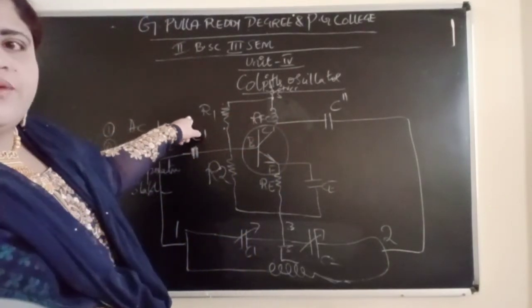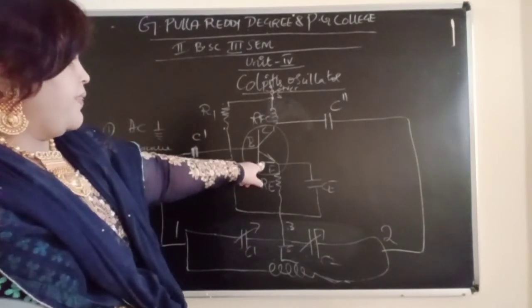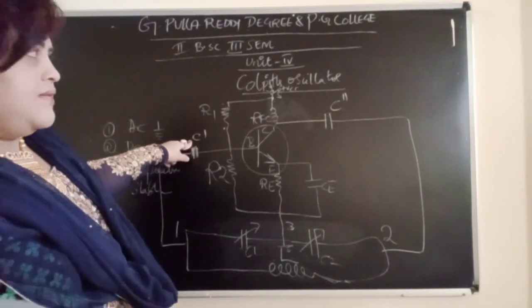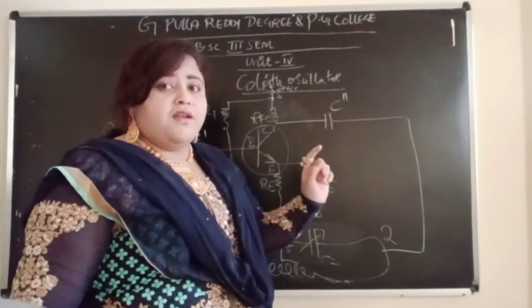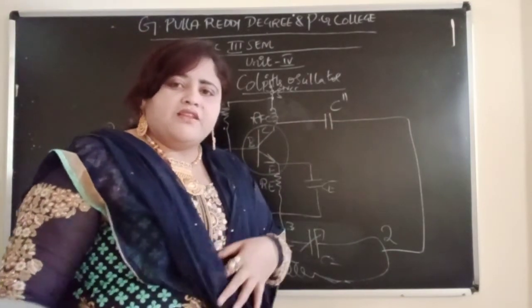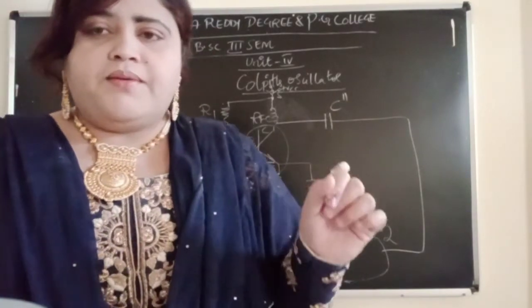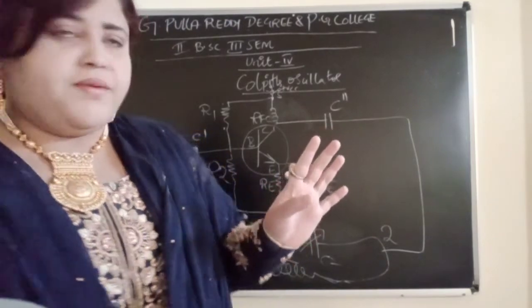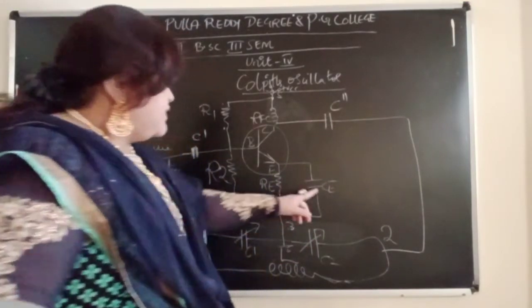Establish the DC operating point to the transistor, whereas C dash is nothing but self bias, and C double dash will block DC and it will pass only AC. Remember this. Then we have to go for CE.